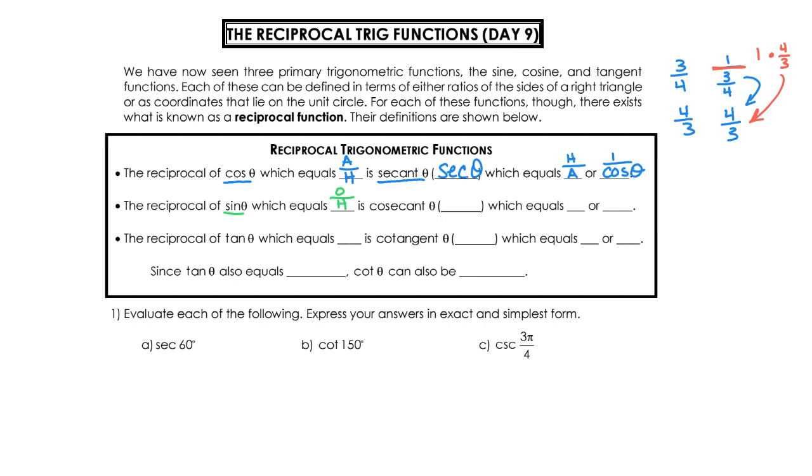and the reciprocal of sine theta is what they call cosecant theta, and they're going to abbreviate it CSC. So cosecant theta, a little bit of a different abbreviation there. And that's going to equal my hypotenuse side on top and my opposite side on the bottom, or I could do 1 over sine theta.